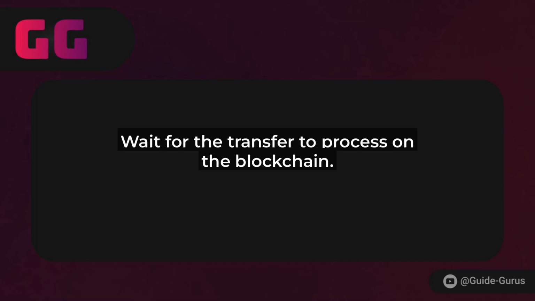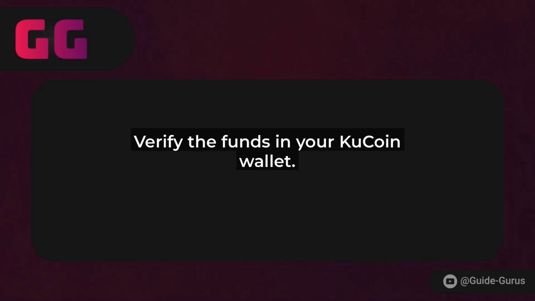A quick tip. In 2025, crypto security is even tighter, so enable two-factor authentication on both your Ledger and KuCoin accounts. Avoid common pitfalls like sending to the wrong network. That could mean losing your funds forever.